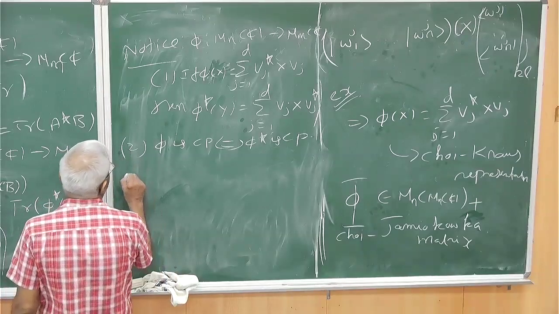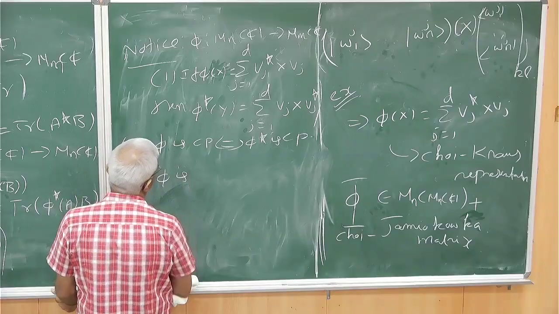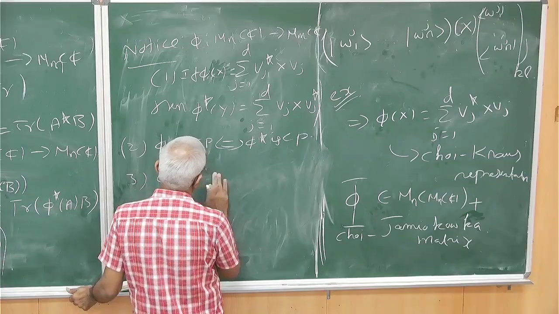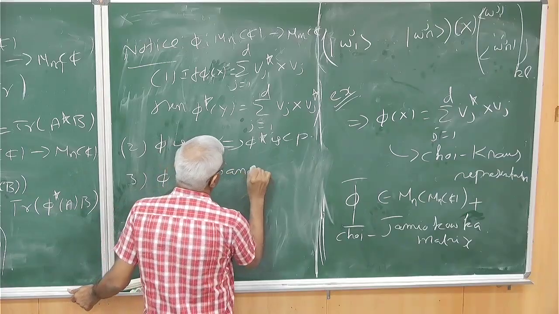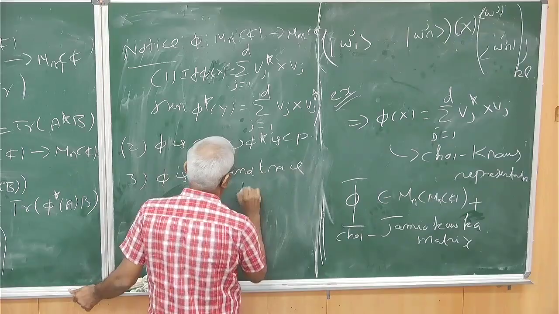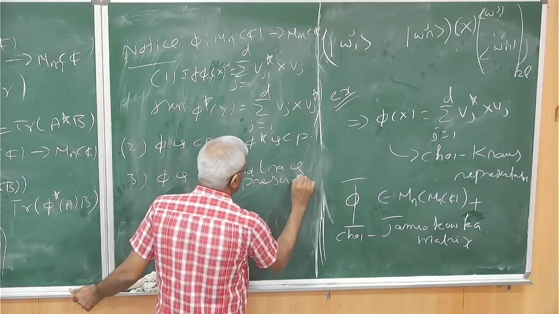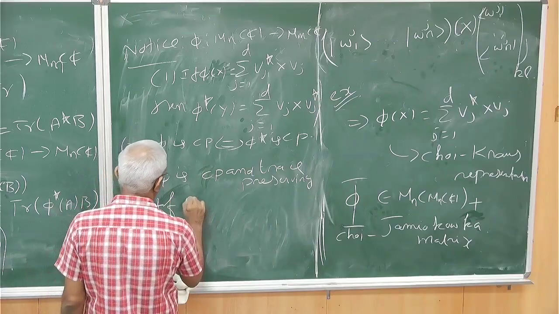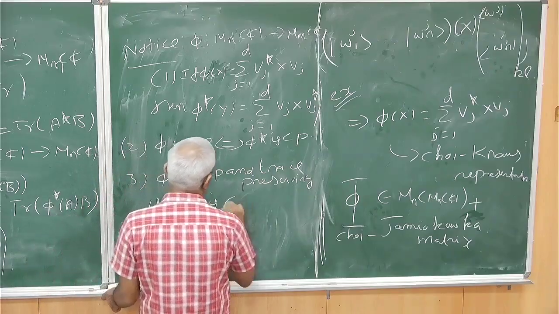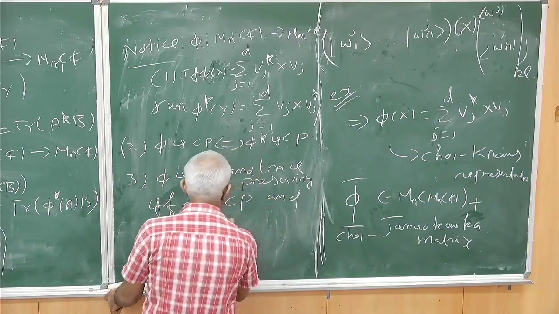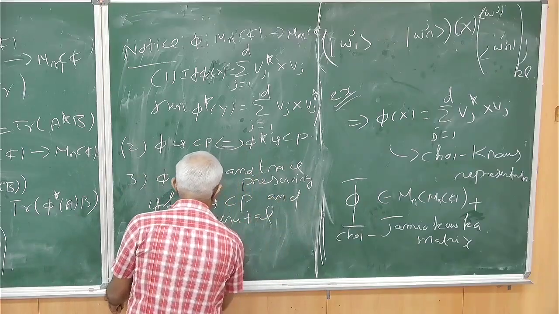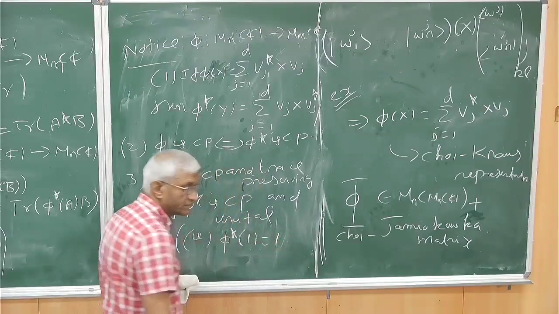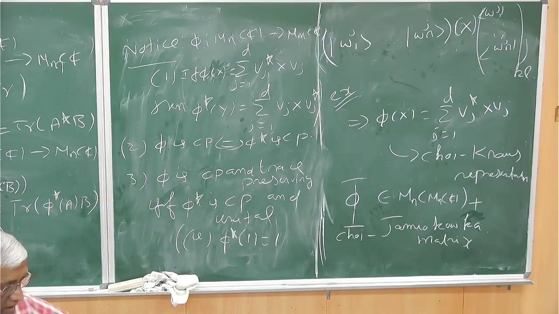And third one, phi is a quantum channel, that is, CP and trace preserving, if and only if phi star is CP and unital. That is, phi star of 1 is 1. Unital means it takes the identity operator to the identity operator.